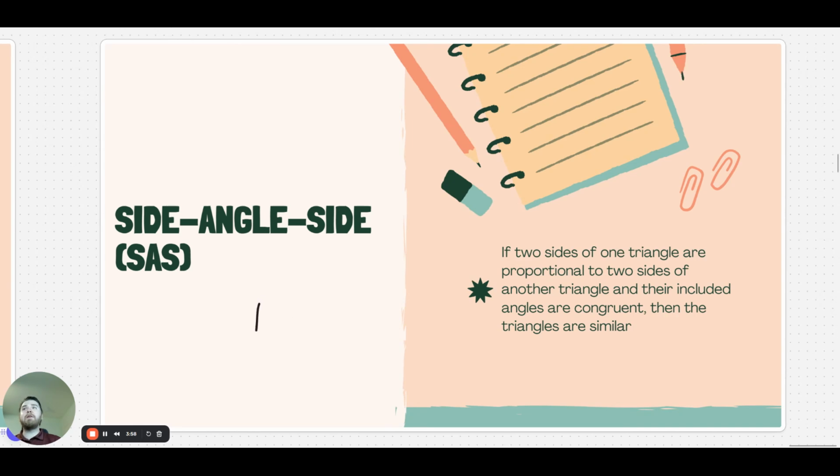Last is side, angle, side. And so if I've got 2 sets of triangles here and 1 and 1 are proportional and 2 and 2 are proportional. So if I've got 2 sets of proportional sides and then the angle that's included, or in between those angles, if those angles are congruent, then that's enough to show that they're similar.